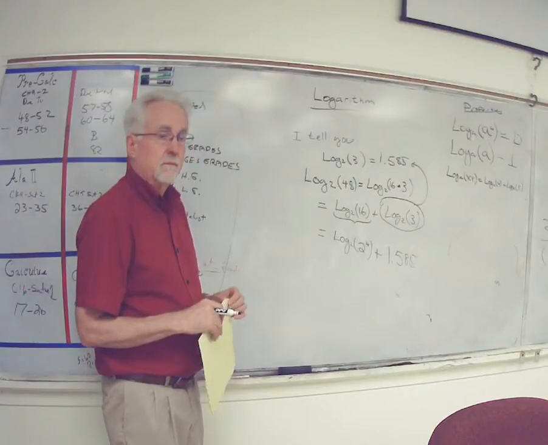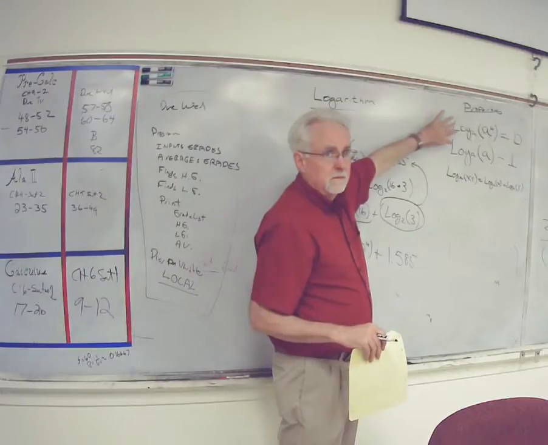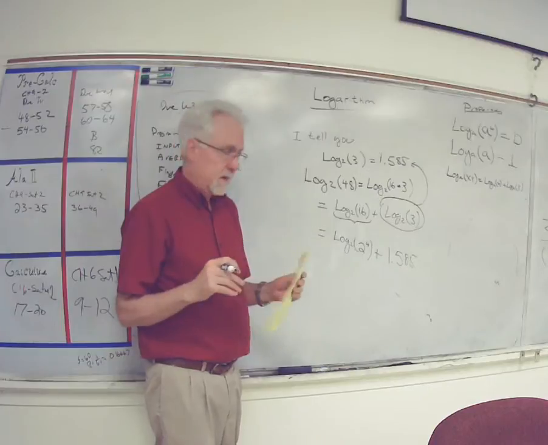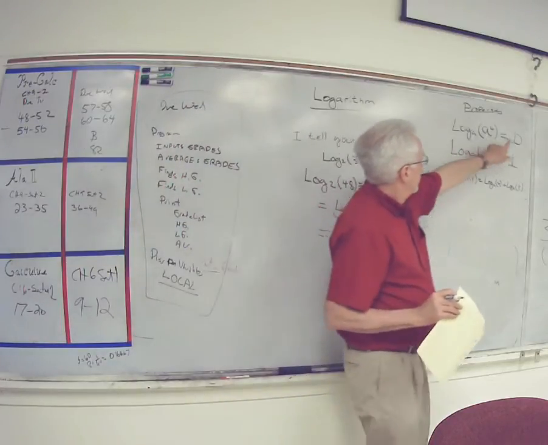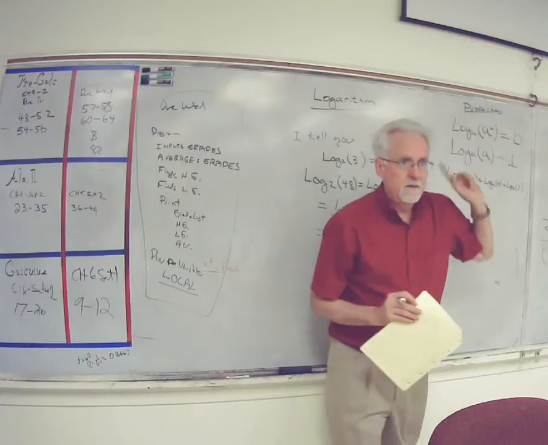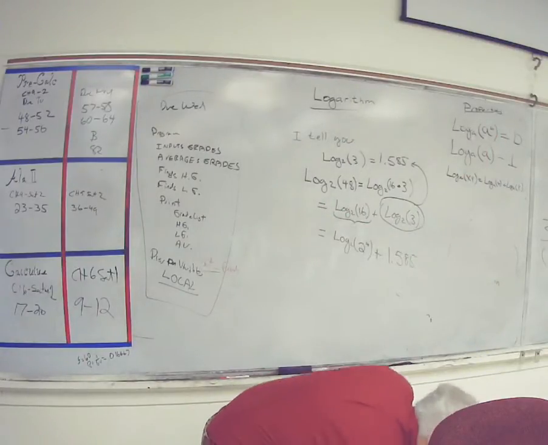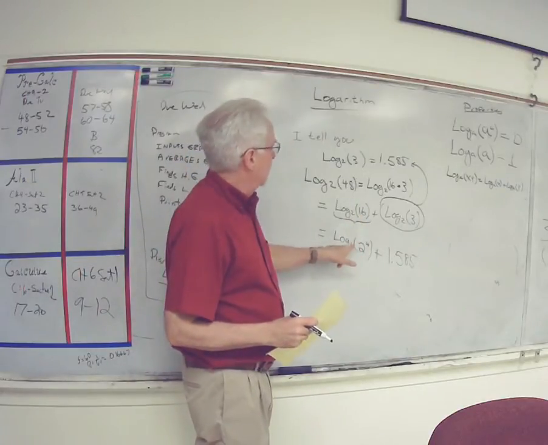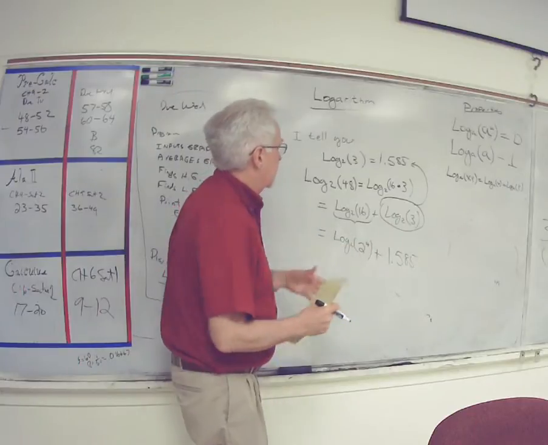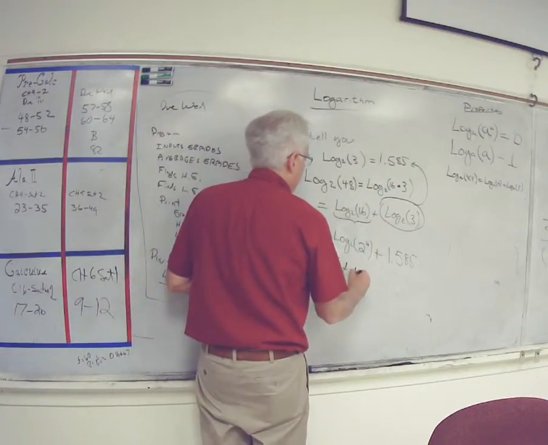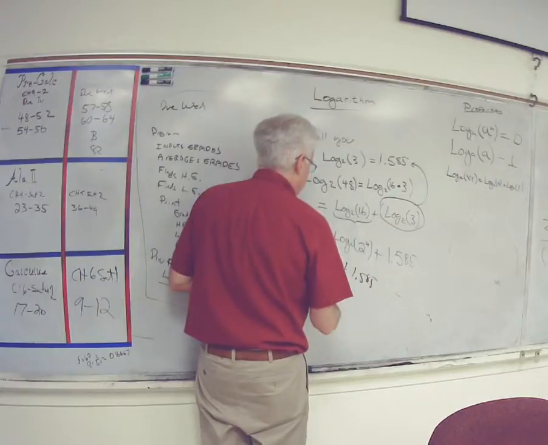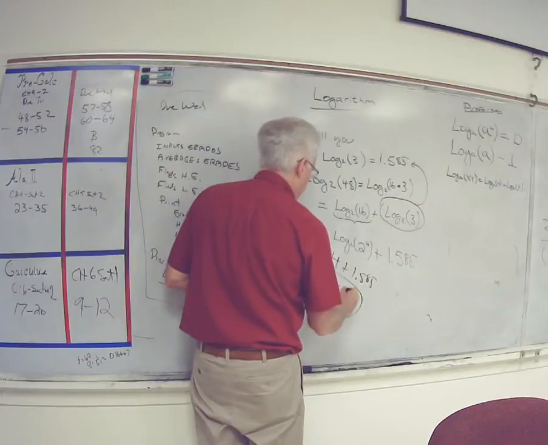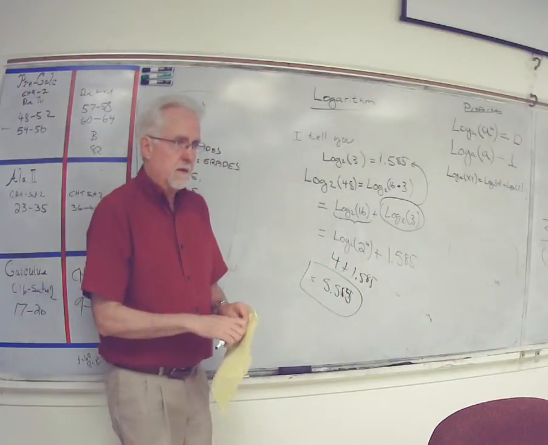2 to the 4th. It's 2? The B is what? Okay, you got it? This is like really new stuff, so it takes a while to get. So log 2 of 2, the A is 2, and the B is 4, so it's 4 plus 1.585, which is equal to 5.585. Does that make sense?